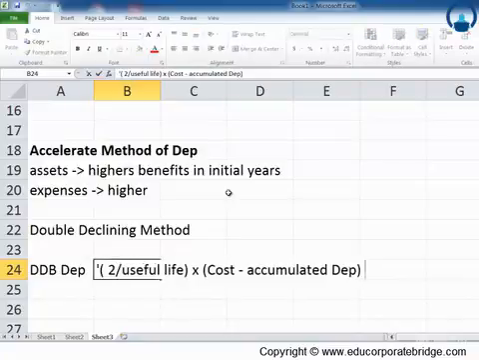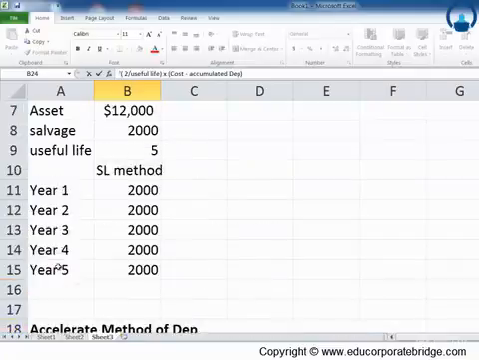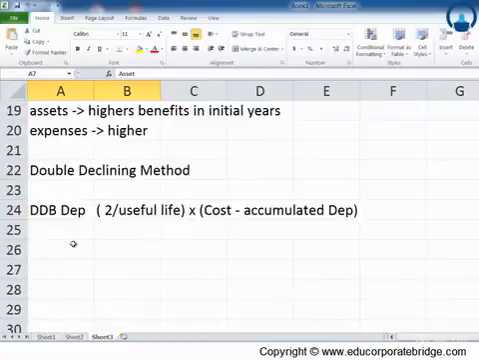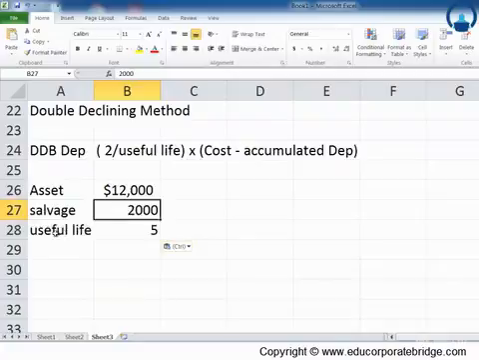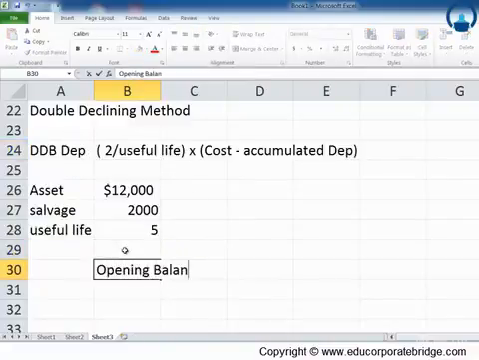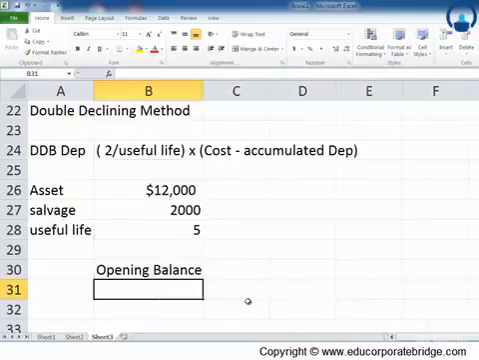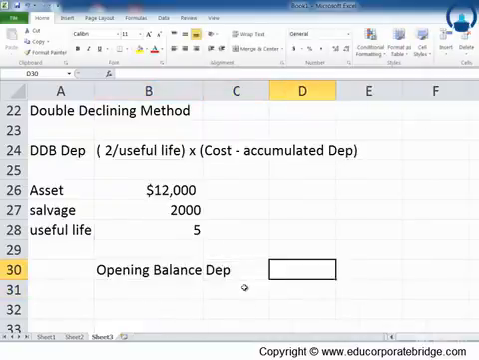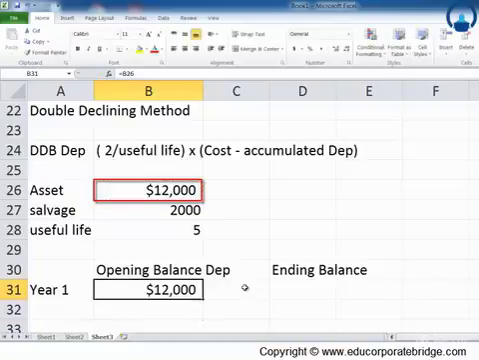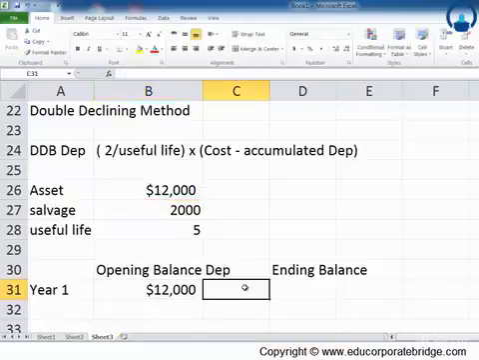Let us apply the same double declining method to the same asset that we looked at earlier. In that asset, the asset value was 12,000, the salvage value was 2,000, and the useful life is 5. So let's apply this method. For this I'll create a table first. This table will consist of the opening balance, then depreciation, and then we also require the ending balance. So what happens in year 1? The opening balance is 12,000. What is the depreciation at the end of year 1? The depreciation would be calculated using this formula.